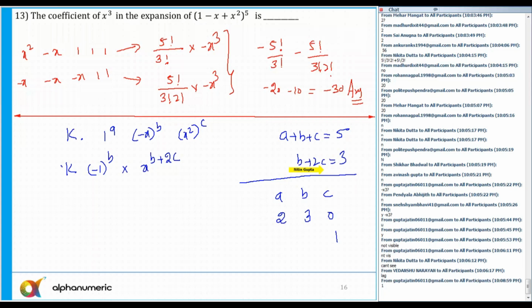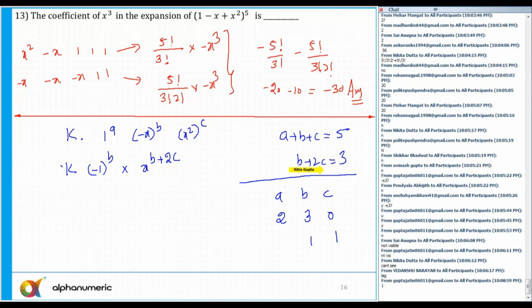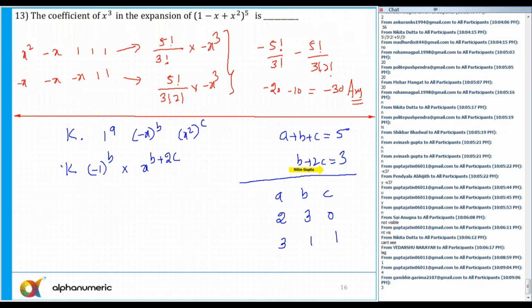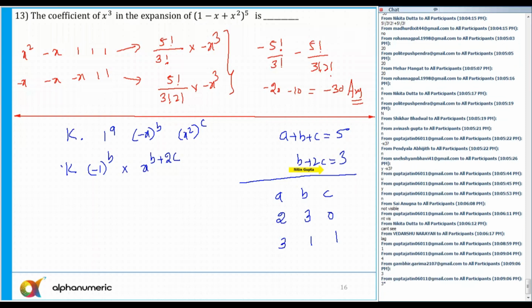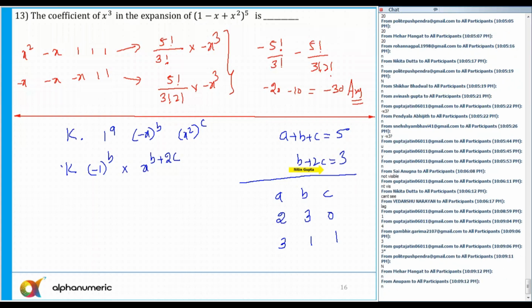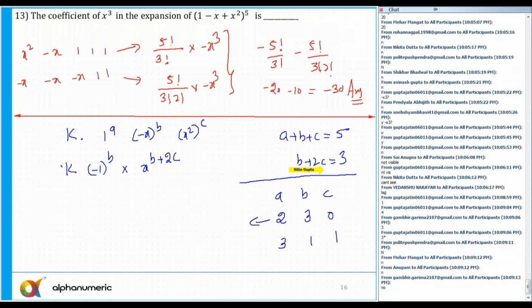In that case, a will be equal to how much? 1 plus 1 is 2, so a is equal to 3. Any other possible solution? Please tell me now. No. So if there is no other solution, what is the total number of arrangements? Factorial 5 by factorial 2 into factorial 3. But remember, it is very important whether b is odd or even. If it is odd, this term will become negative. Minus 1 raised to an odd power is negative, so I can put a minus sign.